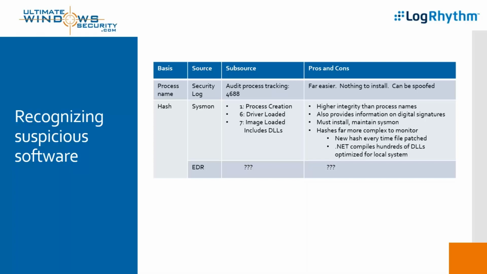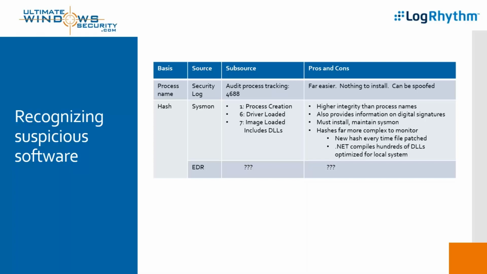By the way, also before I leave, if you're going to do process name tracking, then you probably just want to use 4688 from the security log. It gives you the full process name and even the full command line. And all you've got to do is turn on audit process tracking. But if you want to track hashes, and unless you've already got an EDR agent out there giving you this feed, then you would install Sysmon.